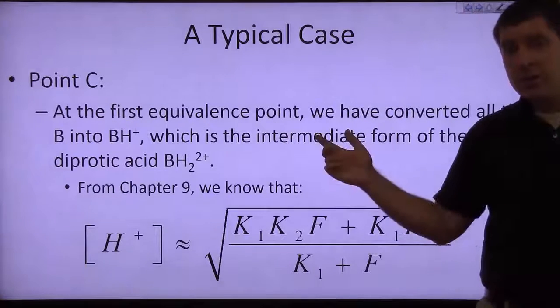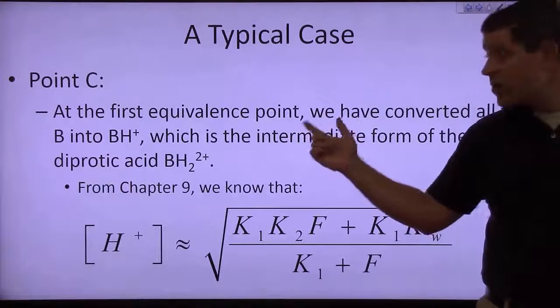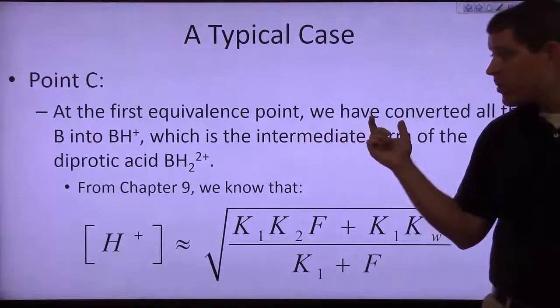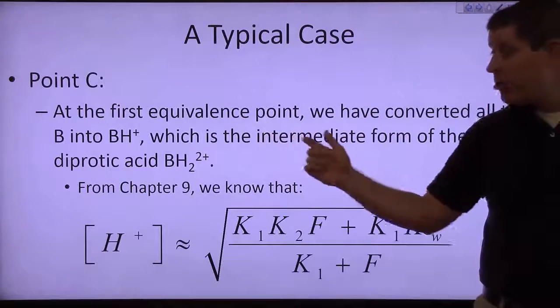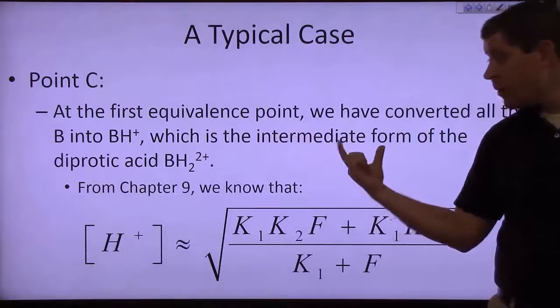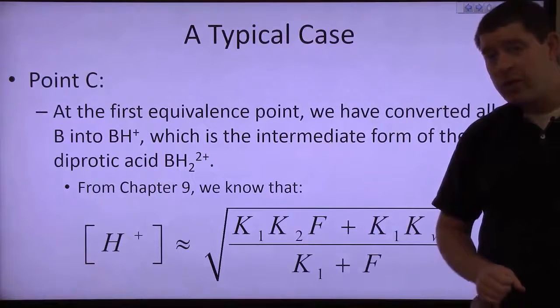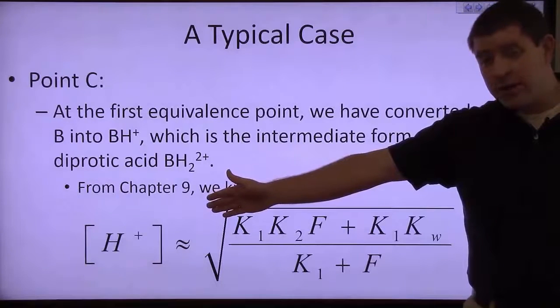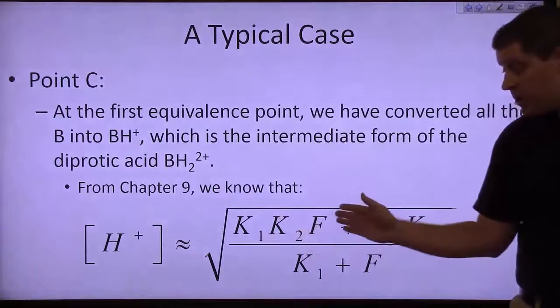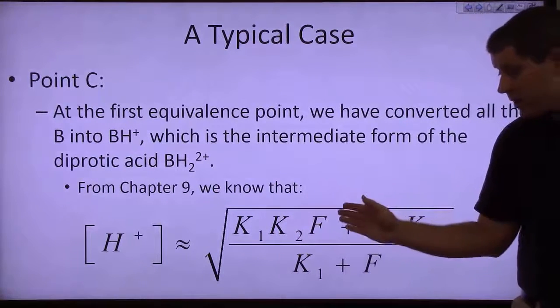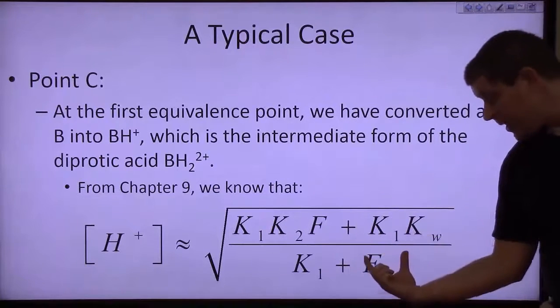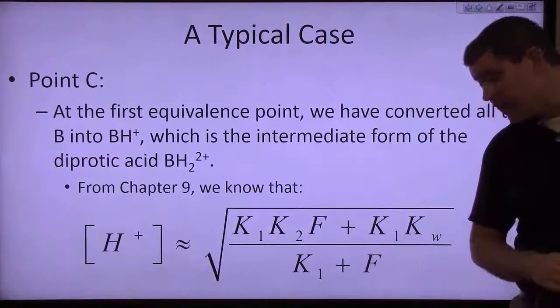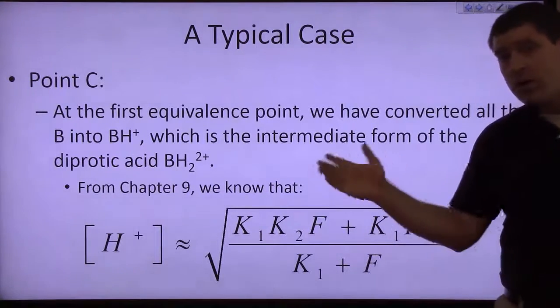Now let's look at point C. This is the first equivalence point. So here, at our first equivalence point, we have converted all of our B into BH+, which is the intermediate form of the diprotic acid BH2 2+. Now remember from chapter 9, we know that the hydrogen ion concentration is approximately equal to the square root of K1 times K2 times F plus K1 times Kw divided by K1 plus F for our intermediate form.